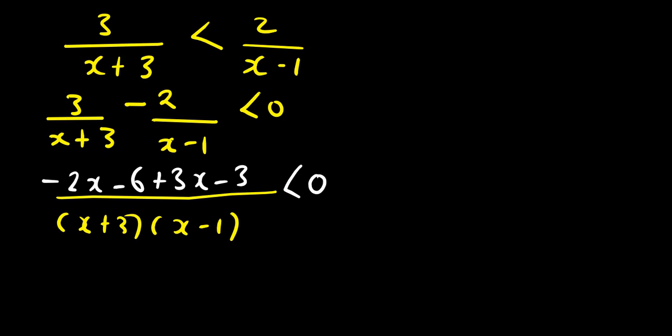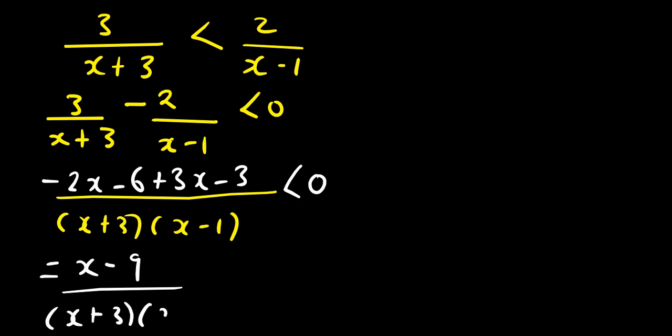So when we solve on top, what do we have? We've got negative 2x plus 3x, that will just give us x. Then we've got negative 6 and a negative 3, what are we going to have? A negative 9. This whole expression is being divided by x plus 3, x minus 1, and this should be less than 0.